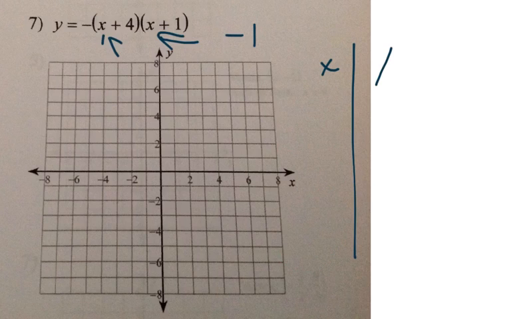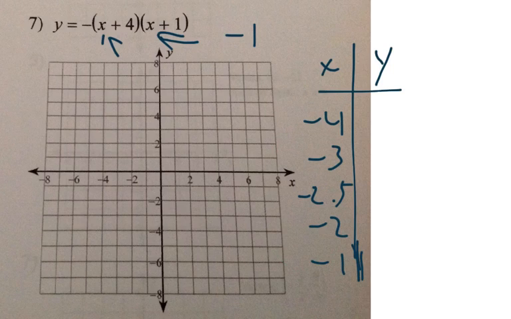So actually, guys, I'm going to rewrite my table here and put in that -2.5. So here I'm going to start with -4, -3, -2.5, -2, -1. Now I have my 5 points. That's my personal rule: always have at least 5 points, right? And once I complete the table, I can graph it.